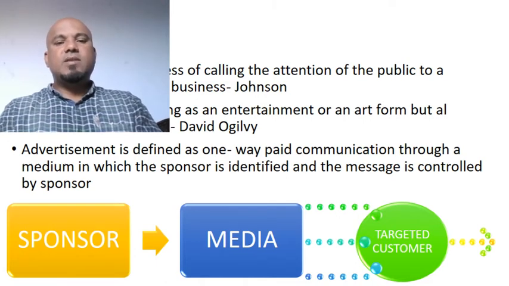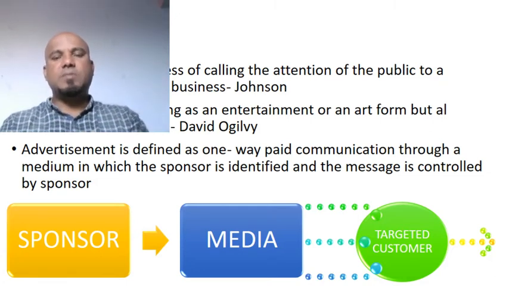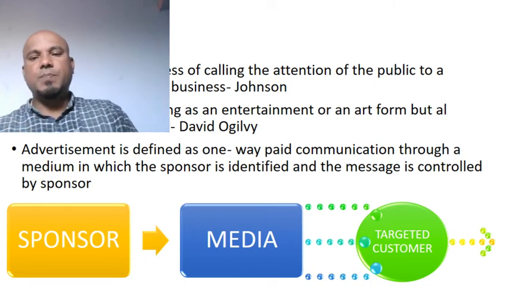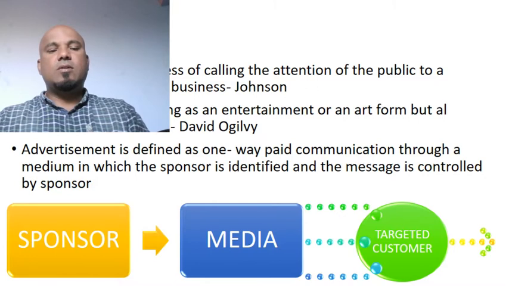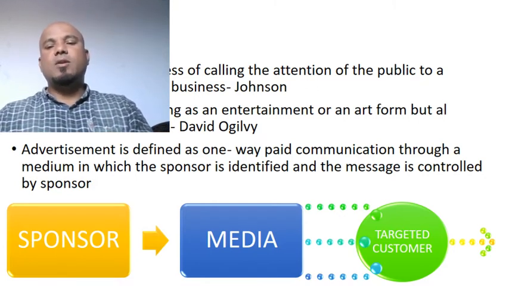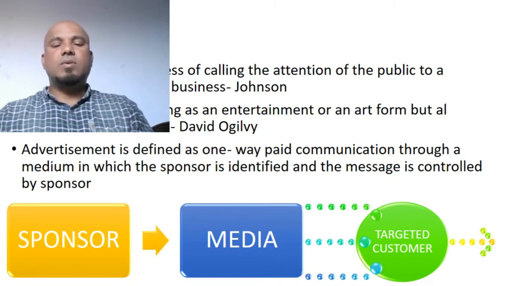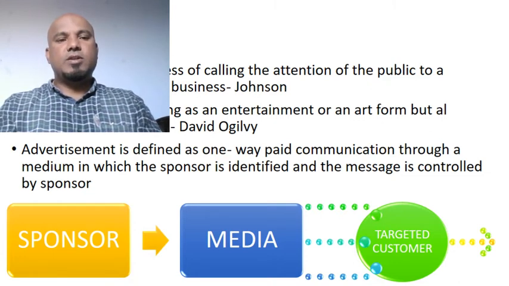So advertisement is defined as a one-way paid form of communication. One-way means there is no possibility of getting a clarification from the advertisement. It is a one-way paid form of communication through a medium in which the sponsor is identified and the message is controlled by the sponsor. That means through the sponsors, by using a medium, the message or information is conveyed to the targeted audience in order to turn their attention towards your product or service. This is the advertisement definition.